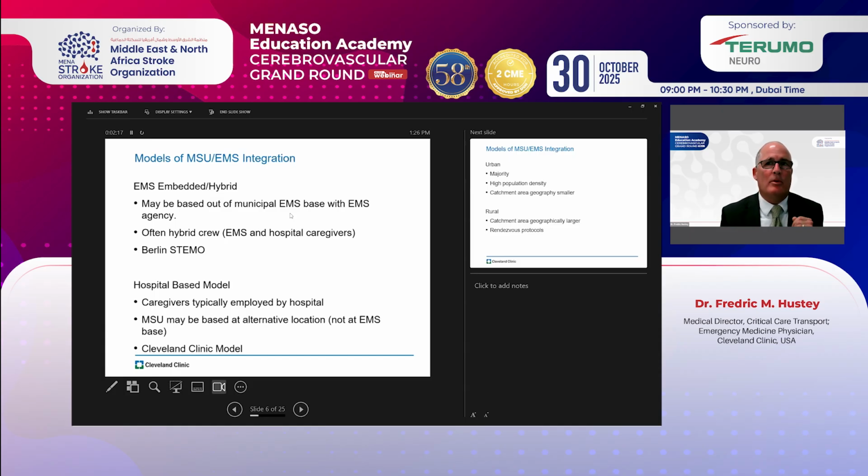The hospital-based model, which is the model that we use at Cleveland Clinic, is a model where the mobile stroke unit, the employees, the care, the protocols, all of it is taken care of by the hospital. It's all owned by the hospital, driven by the hospital, and the hospital monitors and drives that quality of care. And that mobile stroke unit may not be based at an EMS base. It may be based at an alternative location, at one of the hospitals or another location that's centrally located, that's very friendly to responding to a variety of areas within that metropolitan area.